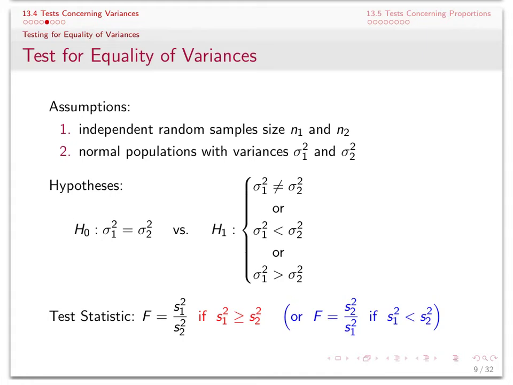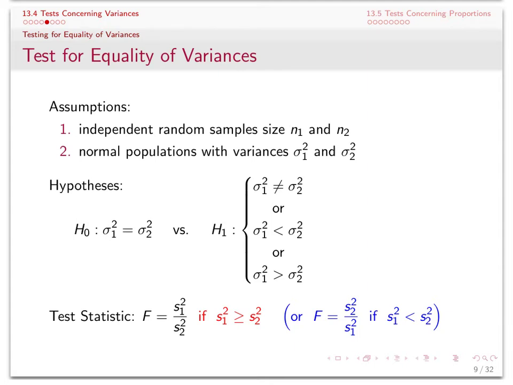When we go to compute the test statistic for this particular scenario, we're going to have to pay attention to how our populations are labeled. So if it turns out that our sample variance for the first population is greater than or equal to that of the second population, then our F statistic, which is our test statistic, will be S1 squared over S2 squared. If it so happens that our populations are labeled in such a way that the sample variance from the first population is less than the sample variance for the second population, then our test statistic will just be the reciprocal of what it was in the previous case. We'll look at S2 squared over S1 squared.